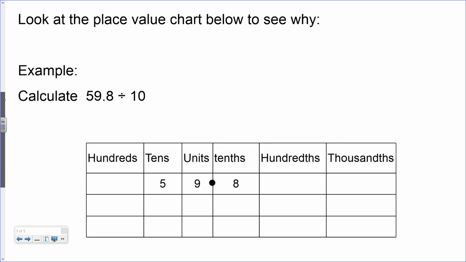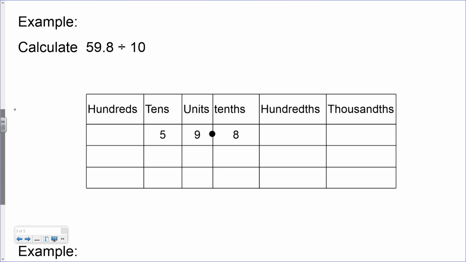Let's look at the place value chart again to see why. So we've got the number 59.8 and we want to divide it by 10. So let's think of firstly this tens column. So I've got 5 tens or 50. And if I think about 50 divided by 10, then you should know that that becomes 5. So we can see then actually that number is going to move one place to the right this time, making it 10 times smaller.